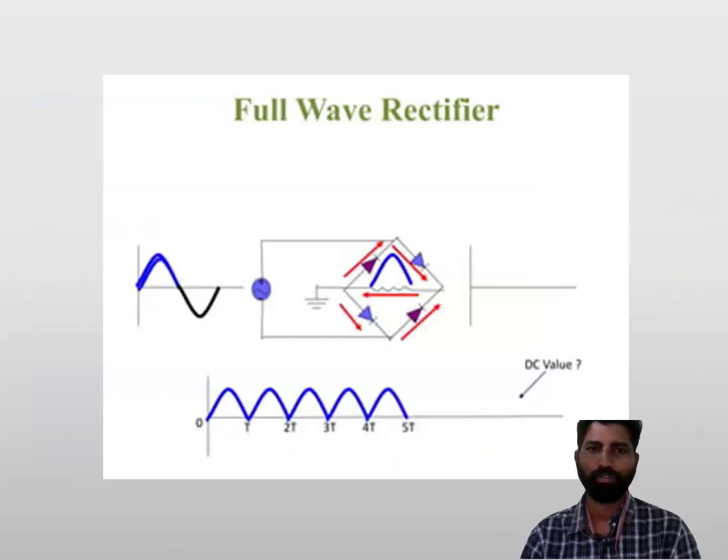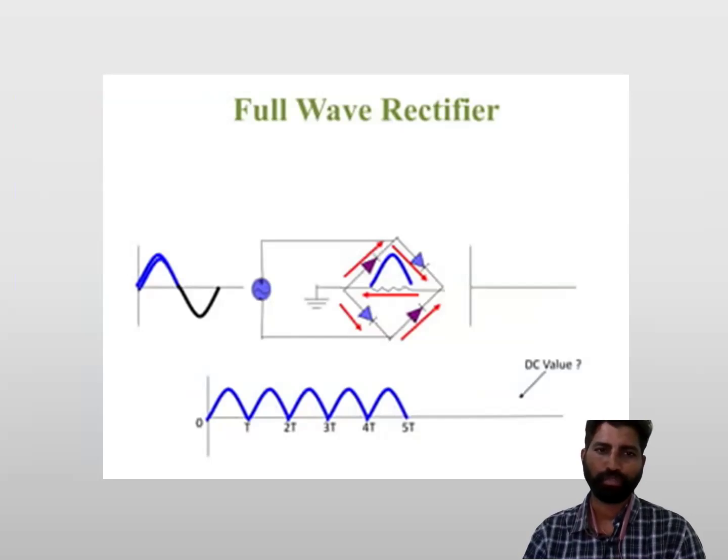In a full-wave rectifier, we use two diodes. In the bridge rectifier, we use four diodes. You can see the positive cycle is kept and the negative cycle is converted, shifted to positive also.